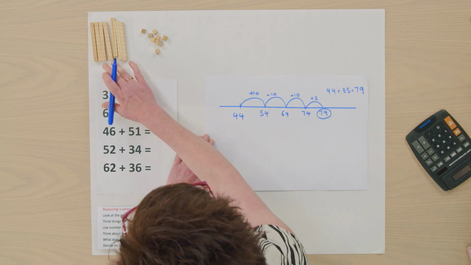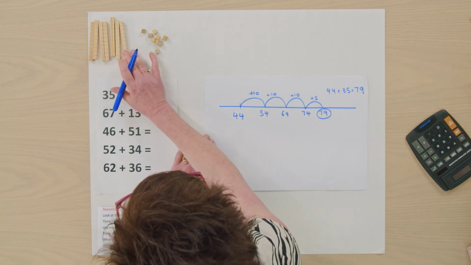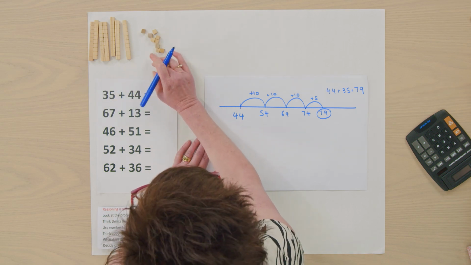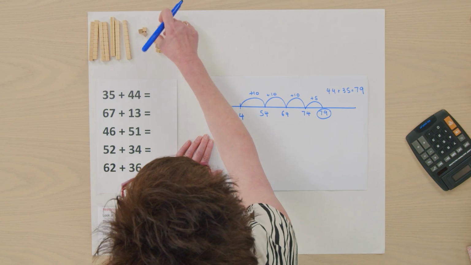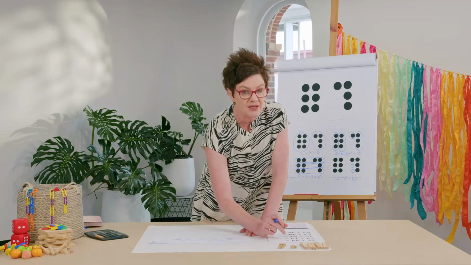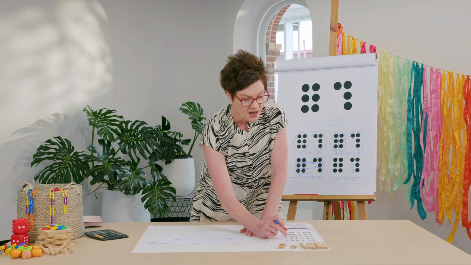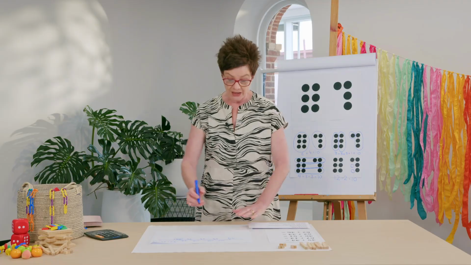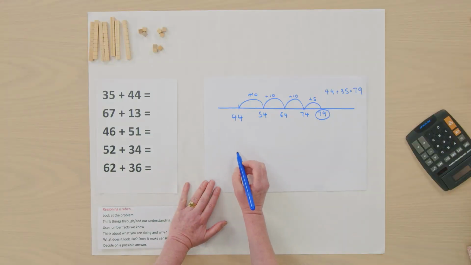And look, let's check. 2, 4, 6, 7, 7 10s and 9 1s. I'm going to help you do that by subitizing 3, 3 and 3. 9 1s. Okay, well done. Let's keep moving. I think we're going to get very good at this together.